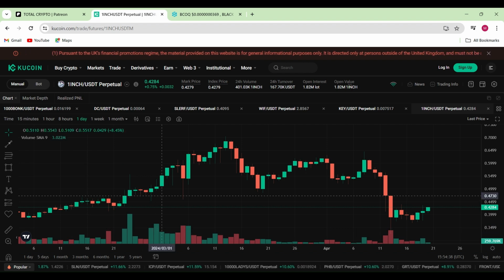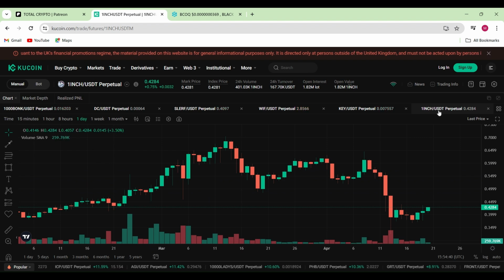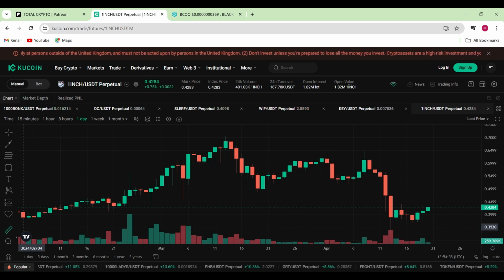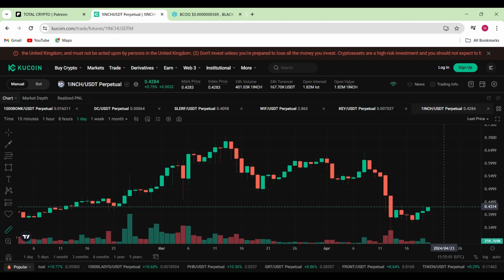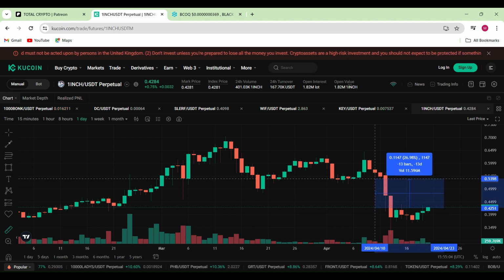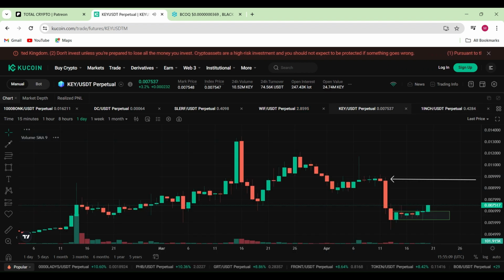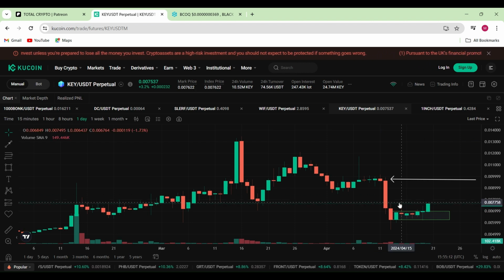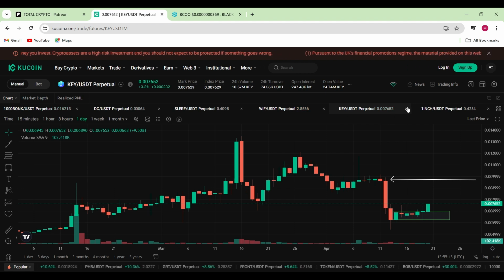Alright guys, so I think I've narrowed it down to these coins. So we have 1inch, key, WIF, Slerf, Dusk, DC and bonk. So far with, which one is this one? Yeah, so far with 1inch, it looks like if we're about to jump into this trade, quite possibly from where we are, we could be heading our way back up to around about 26%, which is not too shabby. Now you know what, I think, yeah, we've missed out on this one. So let's forget about key for now.